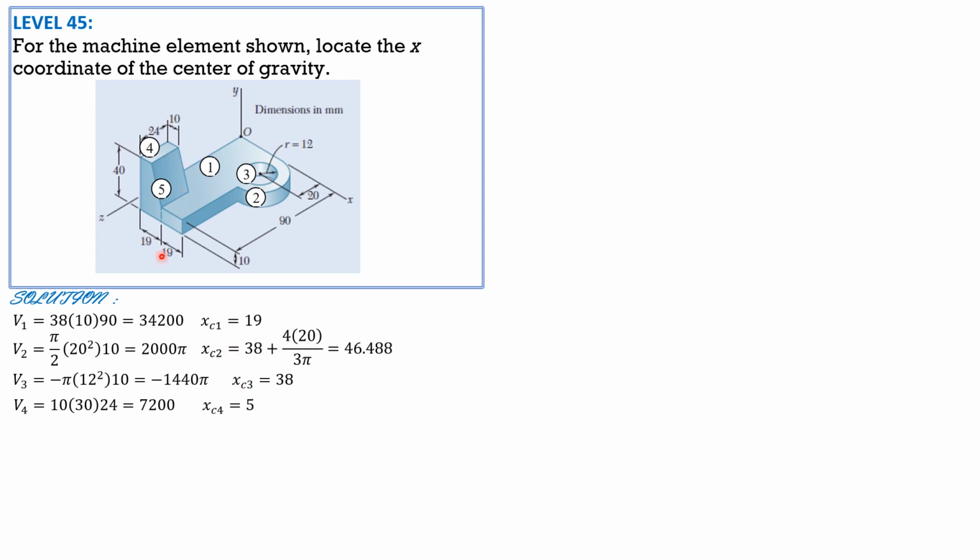Then for volume 5, 19 minus 10 is 9, so the base is 9. The height is 30, and in the Z direction, 24. So volume 5 is 1/2 of 9 times 30 times 24, and that is equal to 3,240. Then XC5 is 10 plus 1/3 of the base of the triangle, which is 9, so 13 mm.